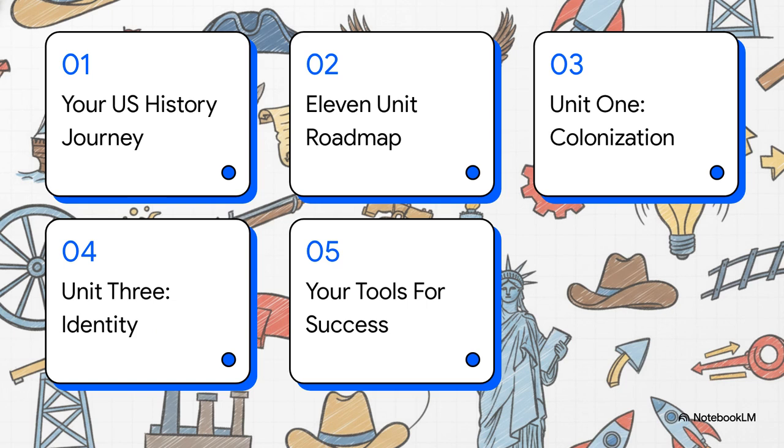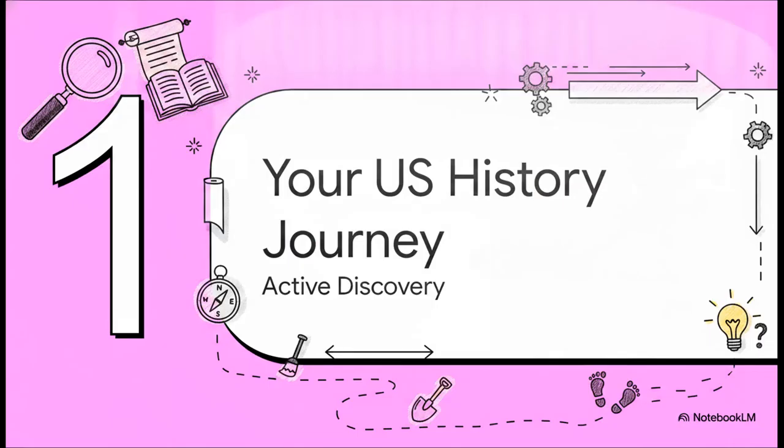Here's our agenda for today. We'll cover your U.S. history journey, the 11-unit roadmap, Unit 1, Colonizing America, Unit 3, American Identity, and finally, your tools for success. It's a great lineup, and we'll see exactly how all these early lessons pull together, specifically for your Unit 9 project.